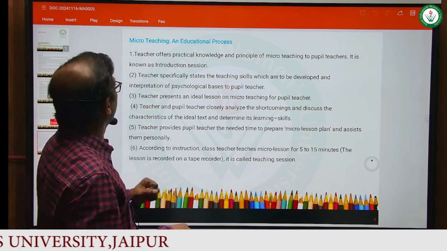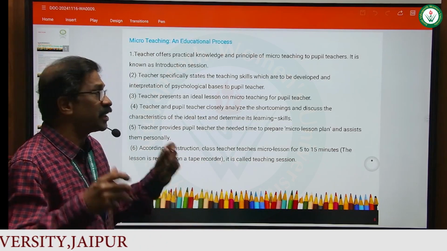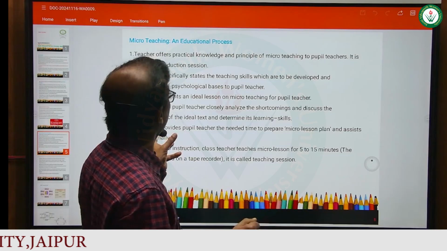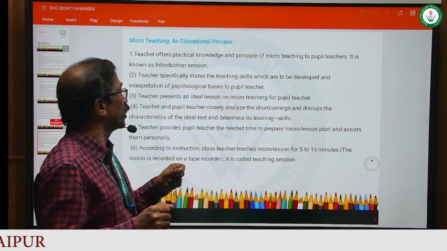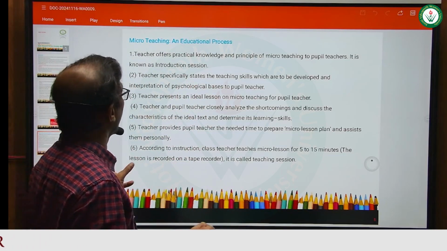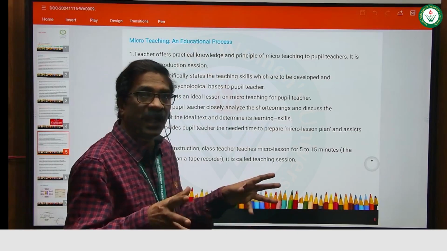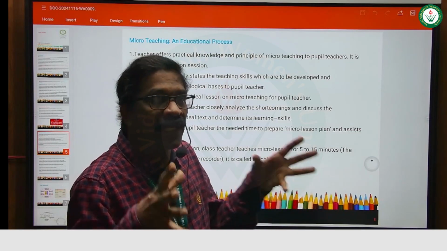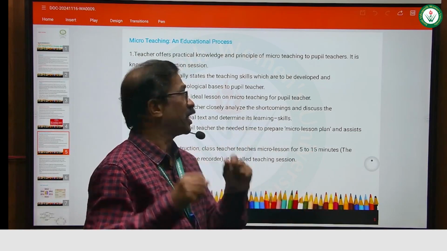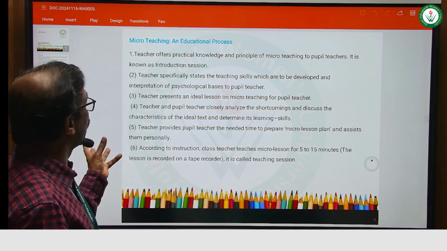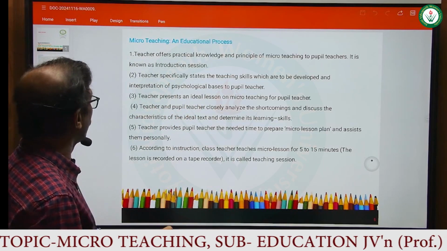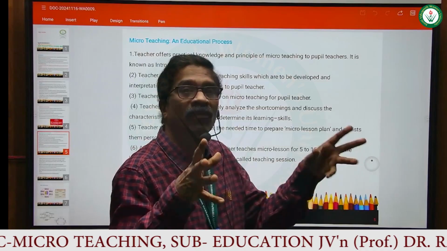Micro teaching is an educational process. It is simply an educational process. The teacher offers practical knowledge and principles of micro teaching to pupil teachers. It is known as an interaction session. So many a time we can take this micro teaching session as an introductory session. Teachers specifically state the teaching skills which are to be developed and the interpretation of the psychological basis of the pupil teacher.